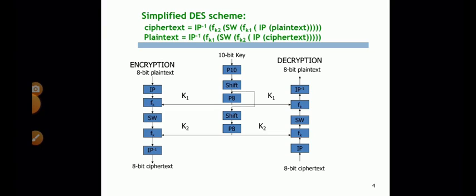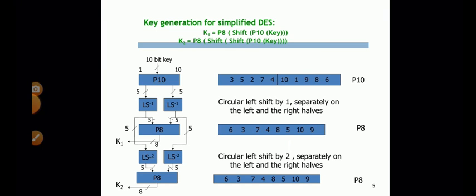Both keys K1 and K2 are applied in the complex functions Fk1 and Fk2. So these are all the steps for performing encryption and decryption in the SDES algorithm, and how the keys are generated in the SDES algorithm.